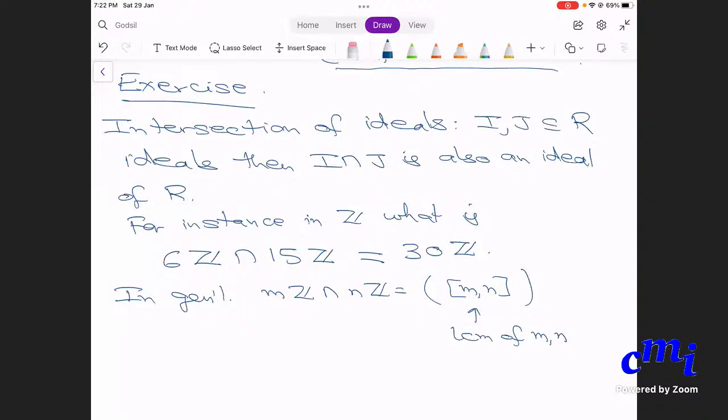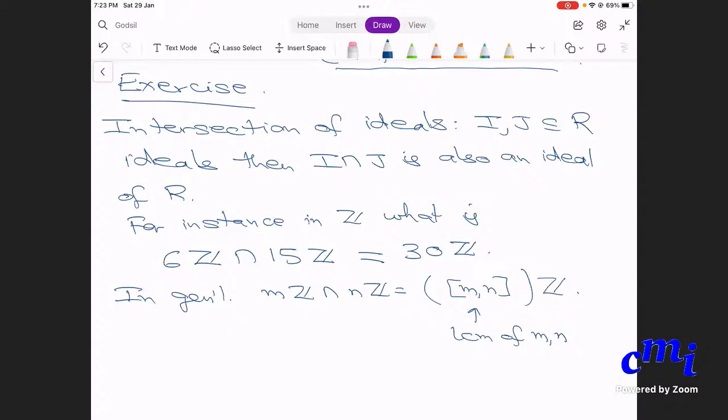Again, intersection of ideals is not very easy to calculate. Sum is very easy to calculate. If you know the generators of I and J, you just put the generators of I and J together, that will generate the sum. Product is also easy to calculate. If you know the generators of I and J, you just multiply every generator of I and every generator of J. Whatever you get will generate IJ. But in contrast, the intersection is usually not easy to calculate.